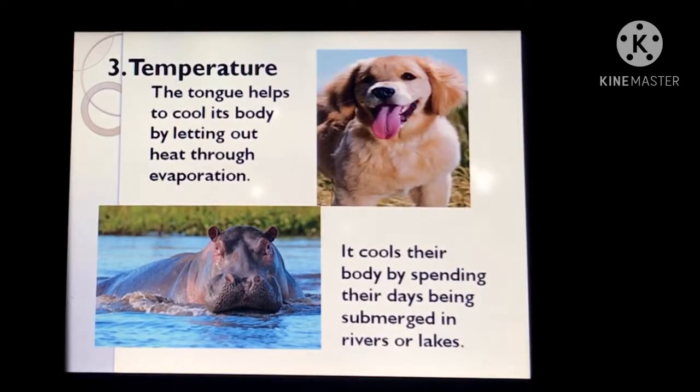For the third one, we have here the temperature. Why do dogs like to hang out their tongues? It is because they are actually responding to their surrounding temperature. The tongue helps to cool its body by letting out heat through evaporation. Next, we also have here the hippopotamus. They cool down their body by spending their days being submerged in rivers or lakes. If you said submerged, it is under the water.